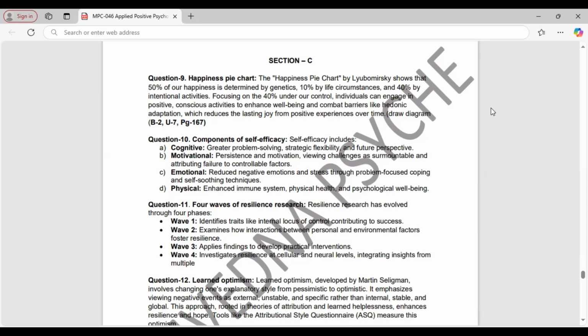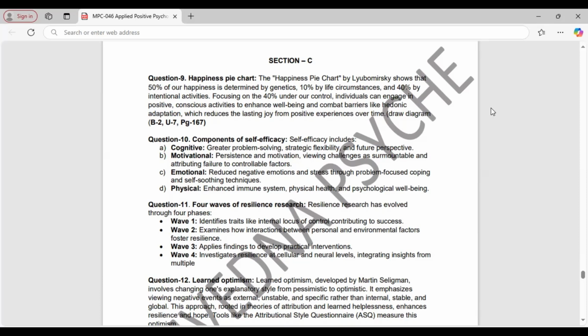Components of self-efficacy, there are four components. First, cognitive component, which involves problem solving and strategic flexibility. Next, motivational, which is persistence in challenges and attributing failures to controllable factors. Third, emotional, reducing negative emotions through coping techniques. And fourth, physical, improving health and psychological well-being.